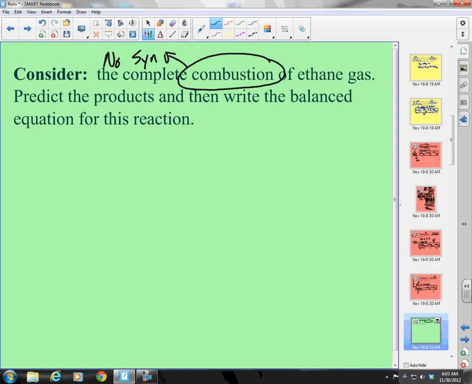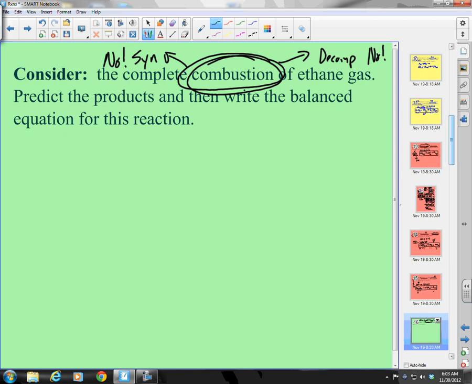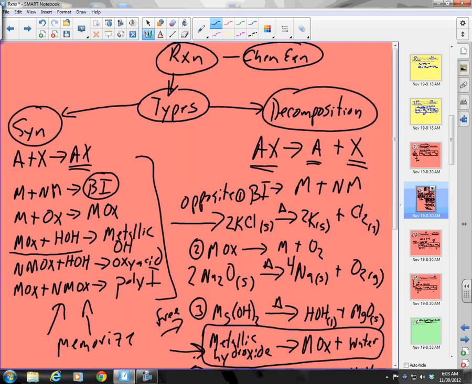No, that's not synthesis. Is this decomp? No, it's not decomp. So what is it? Well, it is combustion. All right, that means we need some more notes. Let's go back up to our notes for today. Here we go. Type: synthesis, decomp. Let's go with another type, and we're going to go blue.